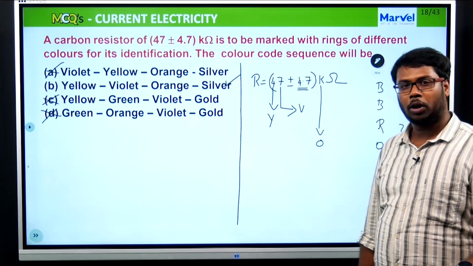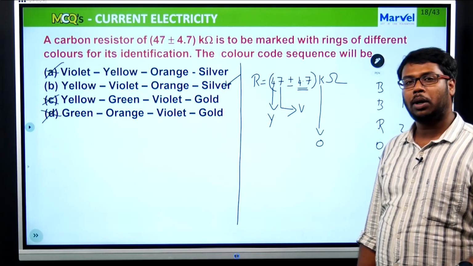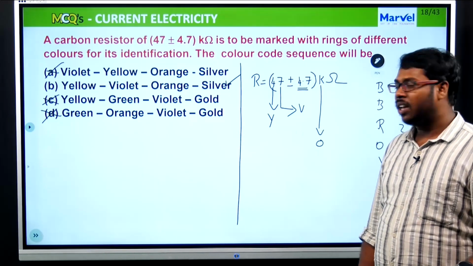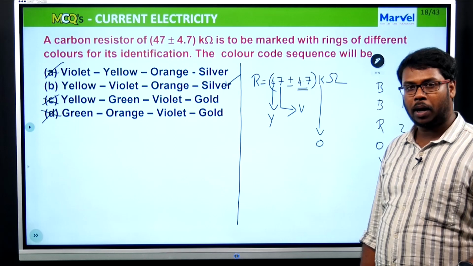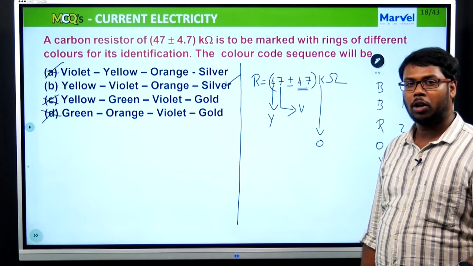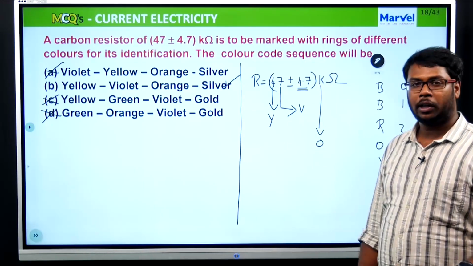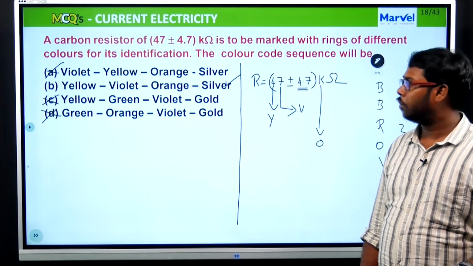This is a very important question as far as the competitive exam and the board exams are concerned, because identifying a resistance through its color band is one of the most important techniques when you go into a laboratory. So they always prefer testing you on this topic, right?